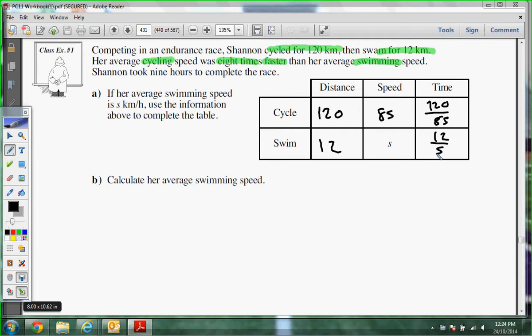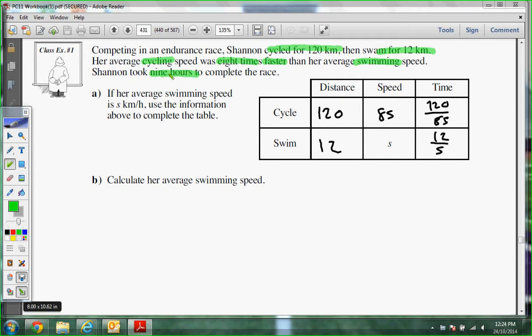Part B says calculate her average swimming speed. So we're trying to solve for S now. What is the one piece of information we have not used yet? 9 hours. Good. This is a race, so we know the total race took her 9 hours. So what takes 9 hours? Swimming time plus cycling time equals 9 hours. Everybody okay with that?